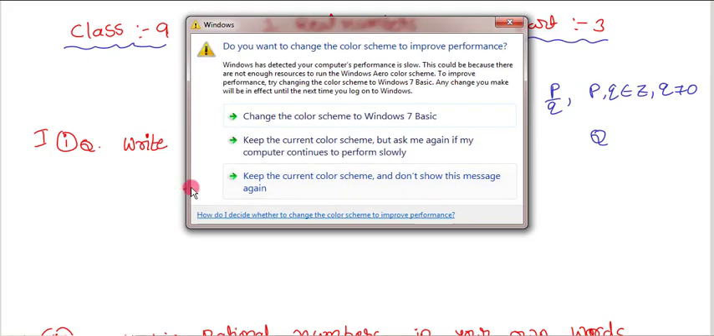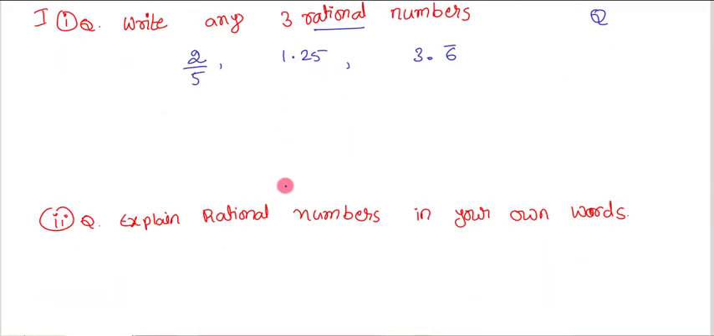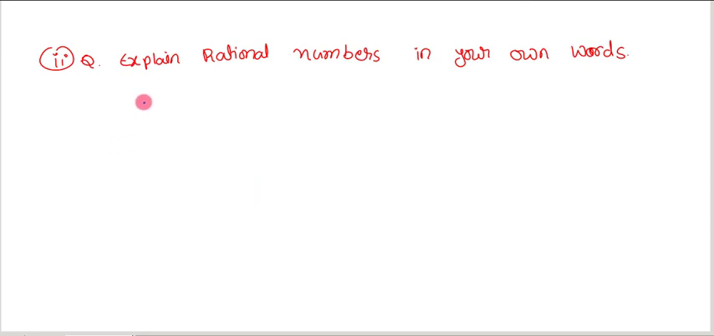Now let us see the second problem. First bit, second problem: explain the rational numbers in your own words. That means we need to write a definition regarding the rational numbers. So what is the definition of rational numbers in our own words? Just now I explained the definition of rational numbers.